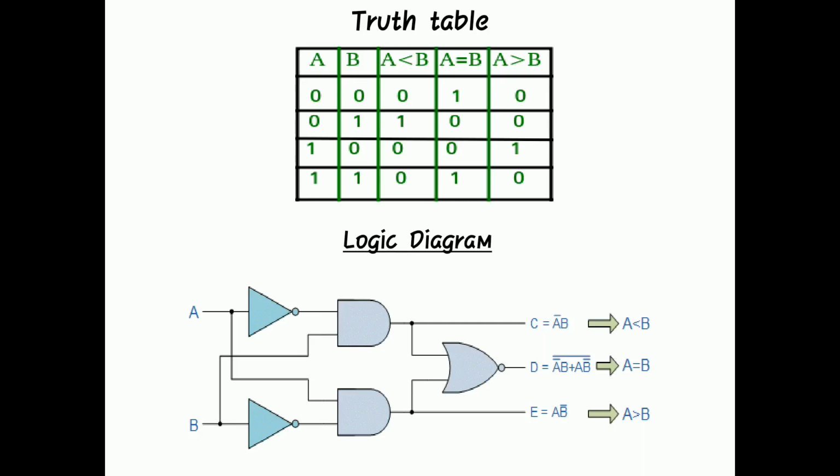Similarly, now put a K-map for A equal to B: 1, 0, 0, 1. You will get here A bar B plus AB bar, which is nothing but A equal to B. Then 0, 0, 1, 0, which is equal to AB bar. That is A is greater than B. Already it's there in the logic diagram, so I have not put the K-map here. So this is simple, you will get a two variable K-map. If you put a K-map, you can get the logic diagram.